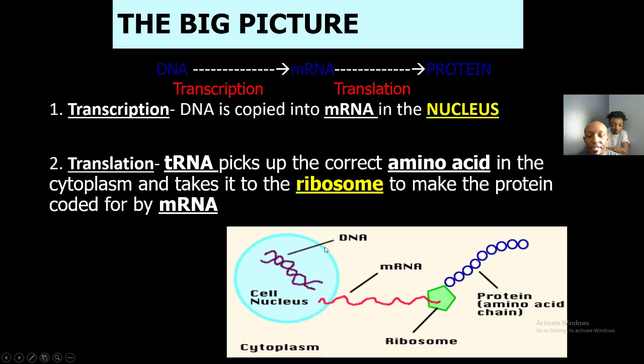Once again, we have the DNA in the nucleus. The DNA is transcribed by mRNA. The mRNA leaves the nucleus, travels in the cytoplasm, and attaches to this ribosome. And then tRNA picks up an amino acid out of the cytoplasm and attaches in the correct order to the ribosome and works with mRNA to get that code to make the correct amino acids to make that protein chain.